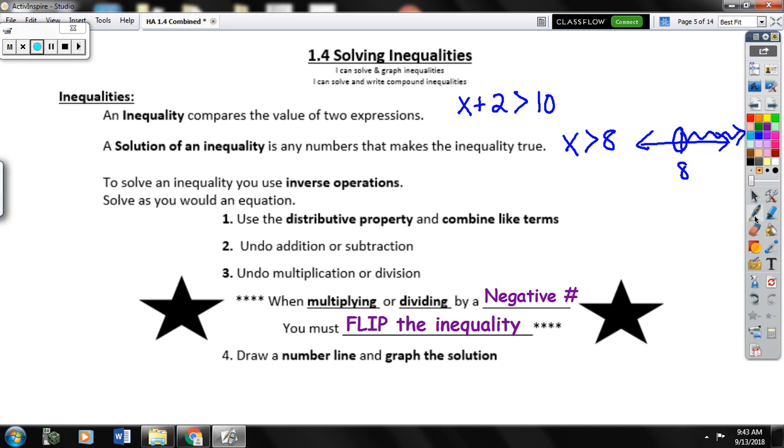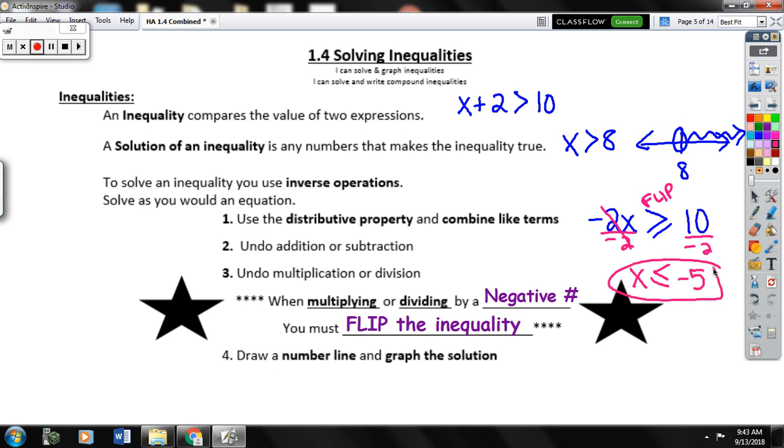So for example, negative 2x is greater than or equal to 10, if that were our inequality. To solve, we would divide by negative 2 on both sides. When you do that, you have to flip this inequality to become the opposite symbol. If it's a greater than, it becomes a less than. So this would become x is less than or equal to negative 5. So that's the only difference in solving an inequality versus an equation.